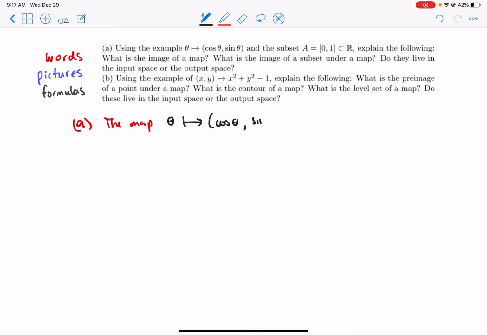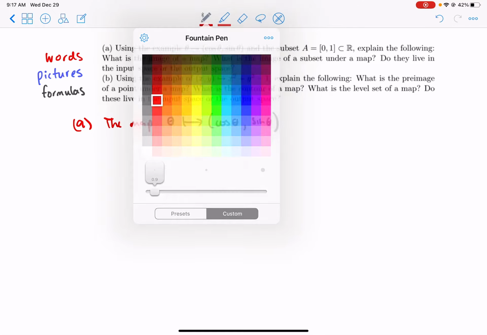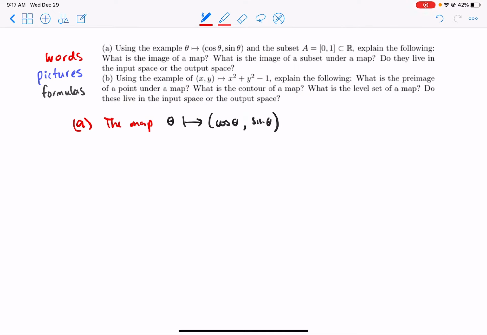Cos theta, sine theta. So you should think circle when you see stuff like this, but let's see. The map sends the line to the plane. Line means the space of real numbers, and the plane means R2, so tuples of 2 real numbers. Okay, so it takes a one-dimensional thing and puts it into two-dimensional space. So let's look at a picture. So I'll do pictures in other colors.